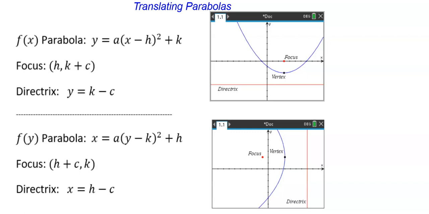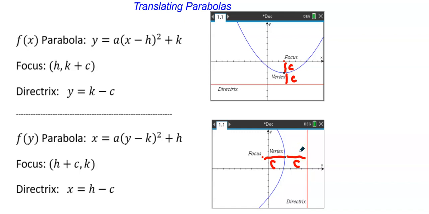Okay, today we're going to be translating parabolas. And just to remind you, you definitely want to write down all these formulas. Just to remind you, this distance here from the focus to the vertex is a distance of c. The distance from the vertex to the directrix is also a distance of c. C is positive because it's opening up. In this case, c is the distance from the focus to the vertex, and from the vertex to the directrix is also c.